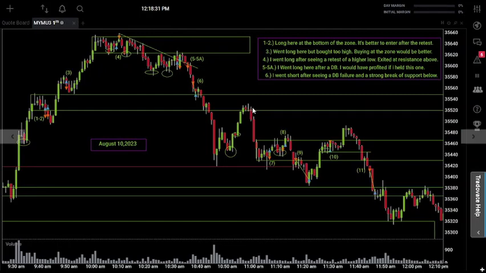And once we had that false break into the zone, we see prices come all the way back down to retest what used to be support, but it's going to become resistance after we break through a little bit later.